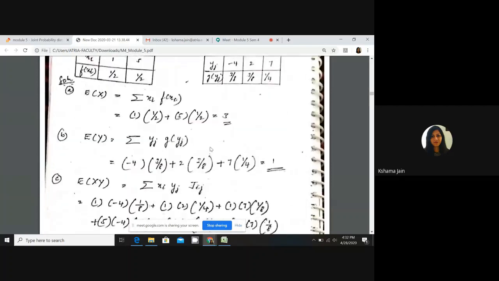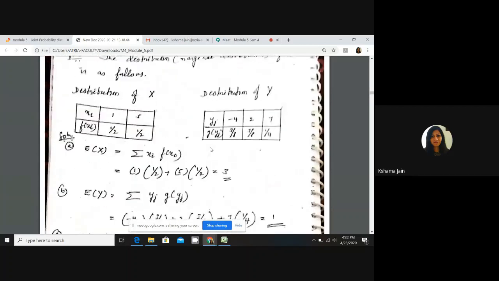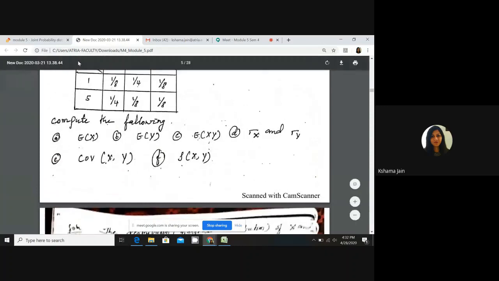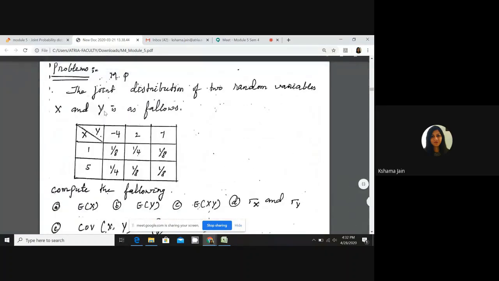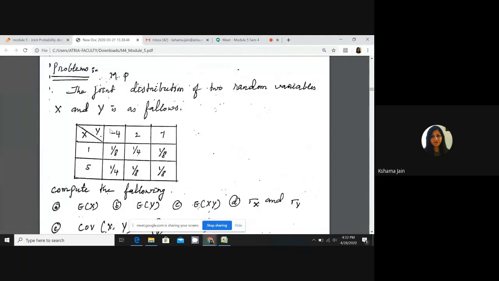For Exy, we will take that joint probability distribution. Exy was summation of x into y into J, where J is this joint probability distribution. Here a little more focus please. Like in the fourth module, we have done this for bivariate variables, with grouped data. For the corresponding cell, you will take x into y. So x is 1, y is minus 4, so minus 4 into 1 by 8. Somewhere roughly you can do it, otherwise in brackets you can write minus 4.